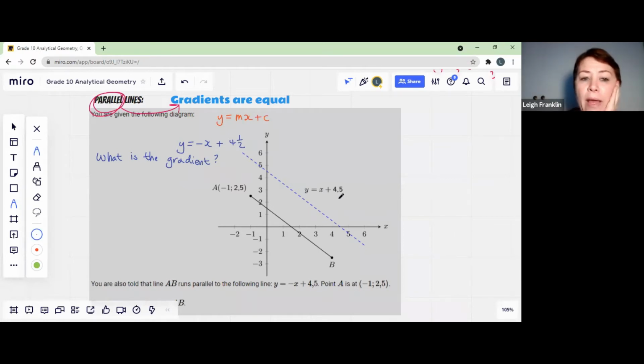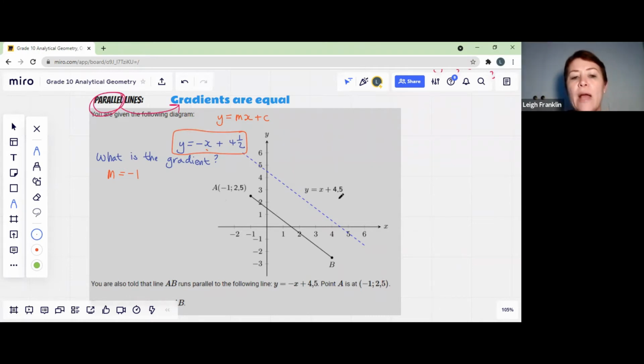Okay, so now compare what you see here in blue to what I've written in orange. What's in front of the x here? Yes, perfect, Nizole, 100%. So the gradient is -1. m is equal to -1. That's what they're telling us. Okay, perfect. So these two lines are parallel to one another. The gradient of the blue dashed line is -1. That means that the gradient of line AB is also going to be -1.